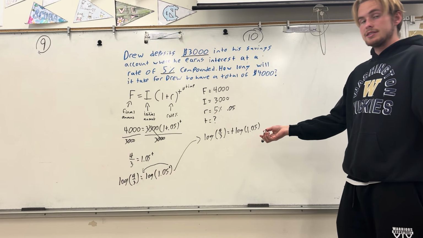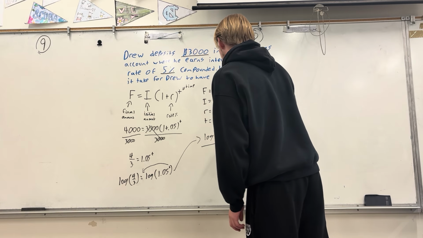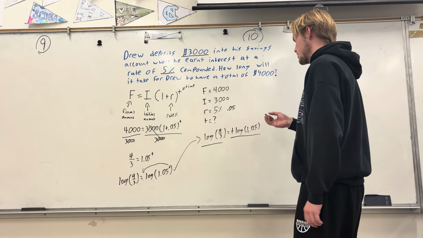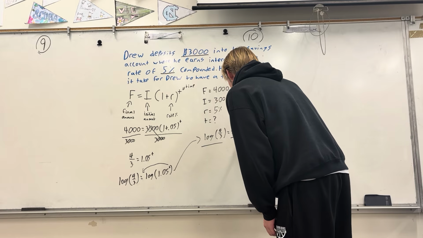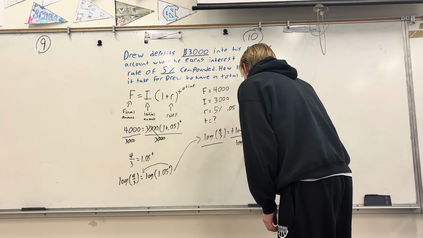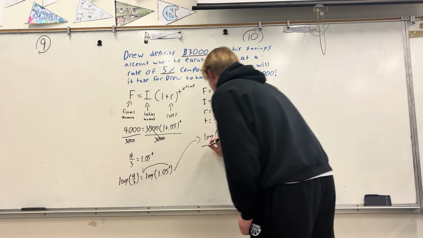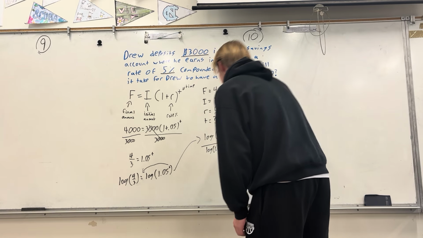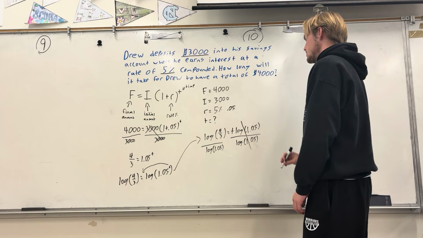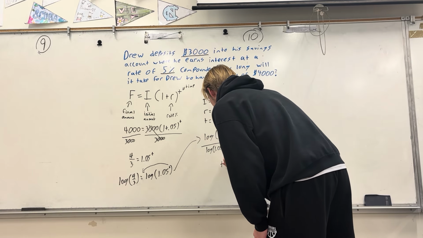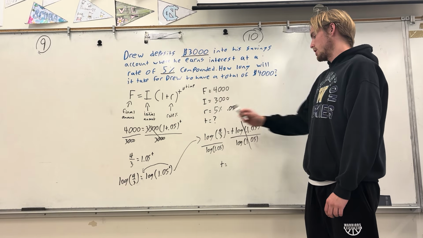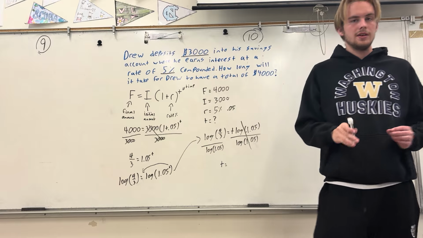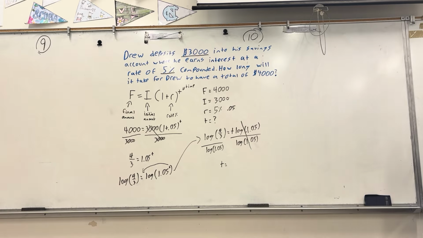And so to get t by itself, we just got one more thing to do. We got to divide both sides by log of 1.05. We do that, these should cancel out, and you're just left with t equals. We gotta get our calculator, do log of 4 over 3 divided by log of 1.05. Give me 1 second.